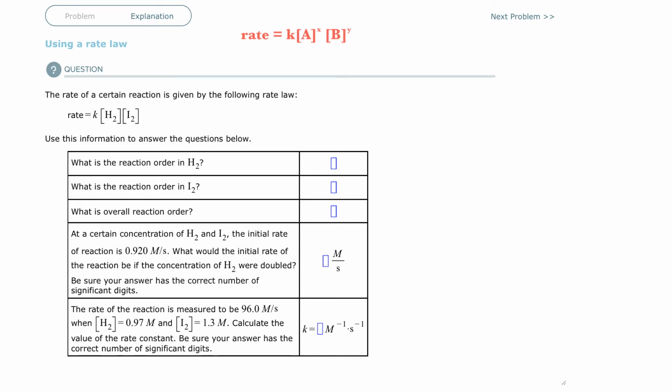Welcome back. This is an Aleks training video on using a rate law. I've given you a generic rate law in red at the top. We'll look at the specific one they gave us for the problem in a second.